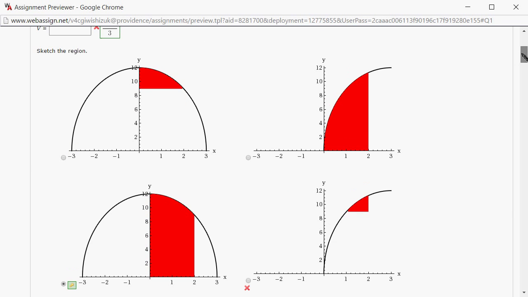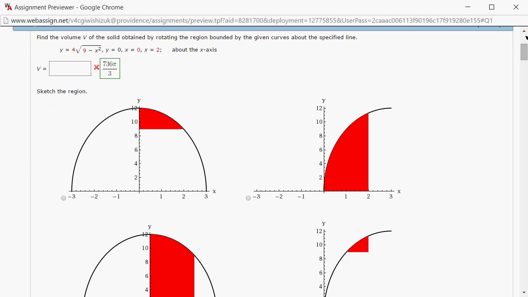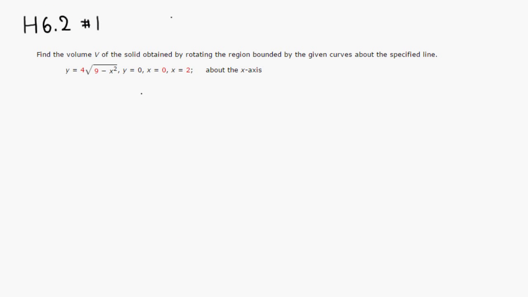Then we want to find the volume. This is going to be the disk method. The volume is going to be pi times the integral, where x goes from 0 to 2, of the function 4 square root of 9 minus x squared, and the whole thing squared, dx.